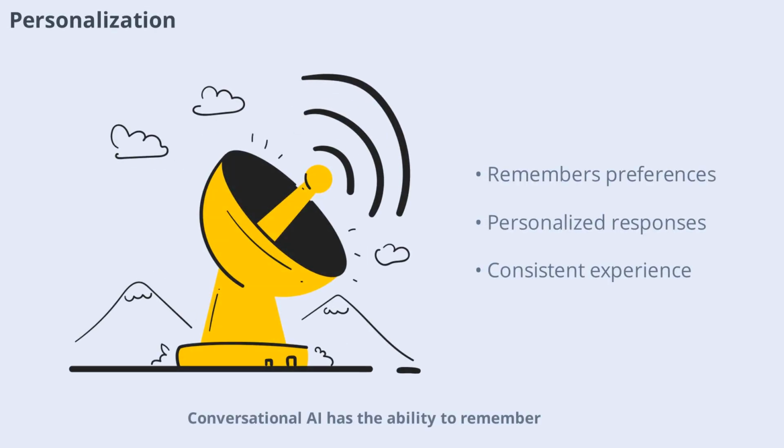Conversational AI has the ability to remember user preferences and personalize interactions over time. For example, a virtual assistant might learn your favorite music or regular appointments. Traditional interfaces are generally less personalized, offering the same experience to every user unless manually customized.